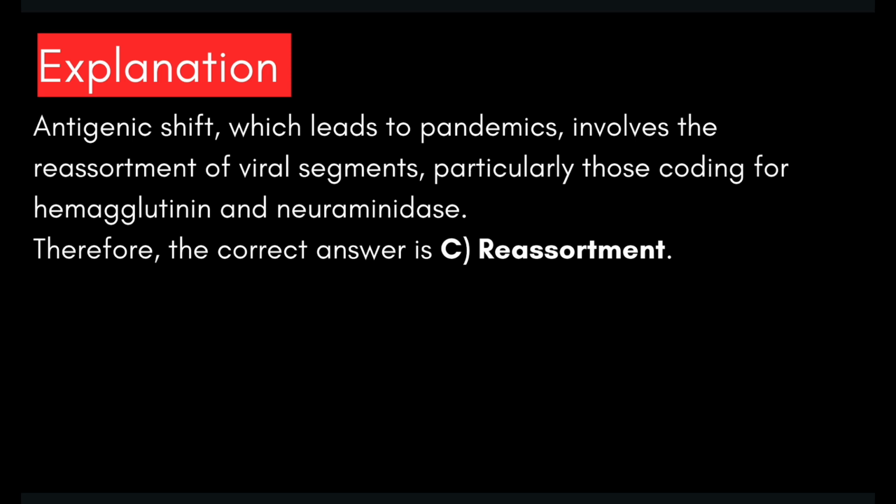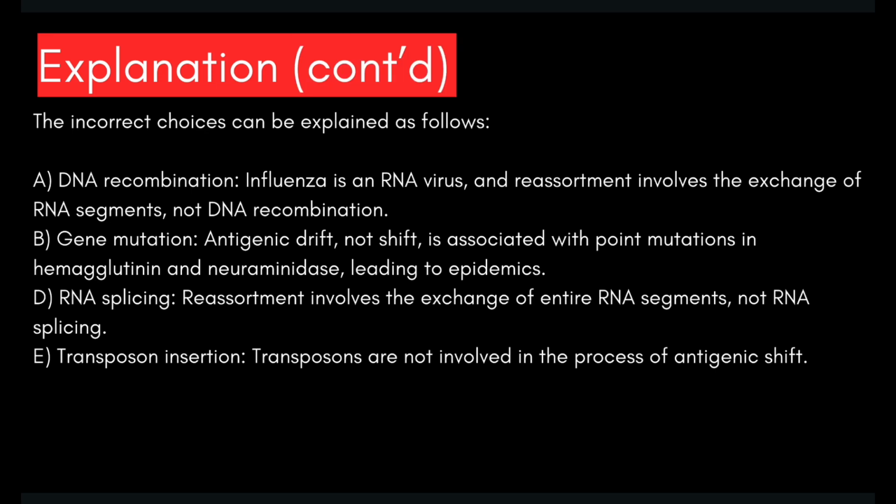So antigenic shift, which leads to pandemics, involves the reassortment of viral segments, particularly those coding for hemagglutinin and neuraminidase. Therefore, the correct answer in this question is reassortment, and we'll go through and see why the other answer choices are incorrect. A. DNA recombination. Influenza is an RNA virus, and reassortment involves the exchange of RNA segments, not DNA recombination. B. Gene mutation. Antigenic drift, not shift, is associated with point mutations in hemagglutinin and neuraminidase, leading to epidemics.